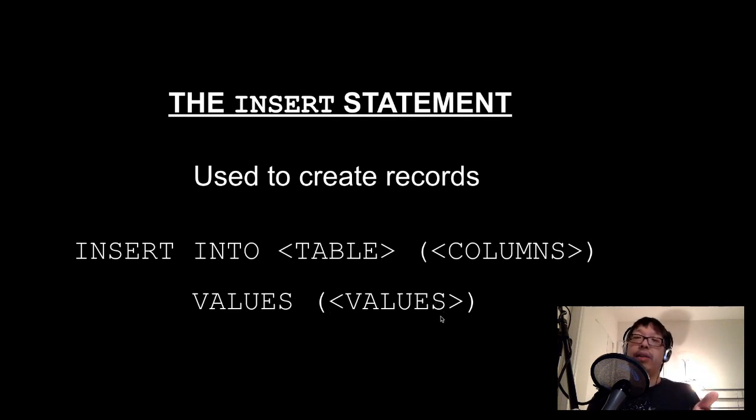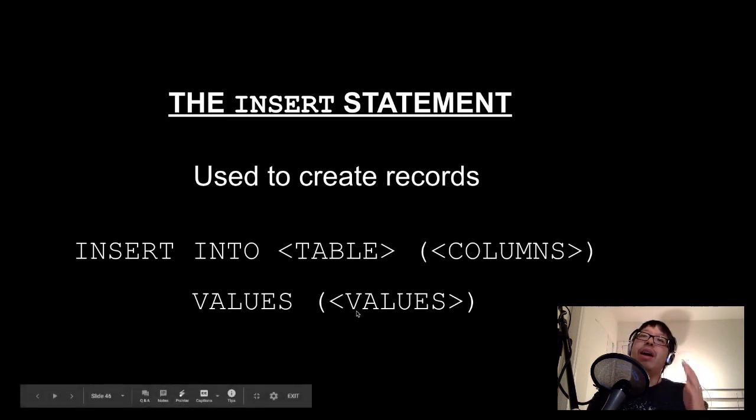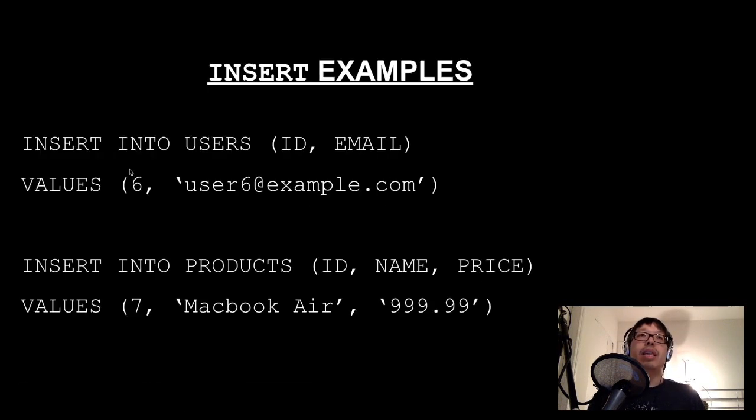So you specify the list of columns here, and then you write values and provide the values in here. The key is that these are comma separated values and they have to line up. If you're saying insert into table ID, name, then for values you want to specify the ID first and then the name after that. Here's an example. I'm going to insert into the users table a record where I'm only going to specify the ID and the email address. The values are the number 6 and user6@example.com. Here's another example. Insert into products ID, name, and price, a record with the value of 7 for the ID, MacBook Air for the name, and $999.99 for the price.